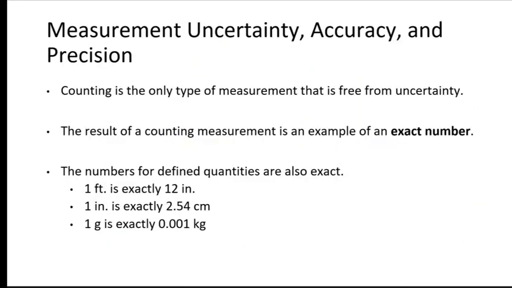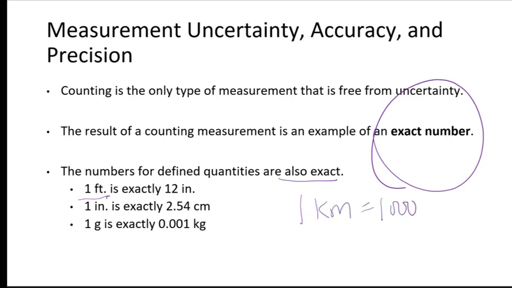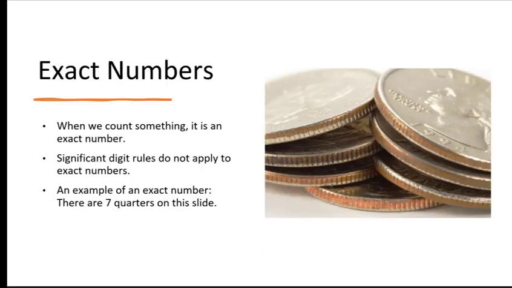Counting is the only type of measurement that is free from uncertainty. The result of counting measurements is called an exact number. Here are some things that are also exact. Whenever I say that 1 kilometer is 1,000 meters, or 1 foot equals 12 inches, we do not use conversion factors when we are looking at significant figures and uncertainty. When we're counting something, that's an exact number.